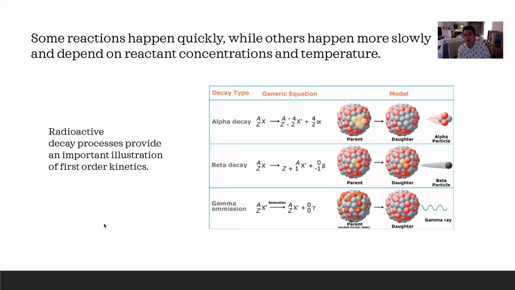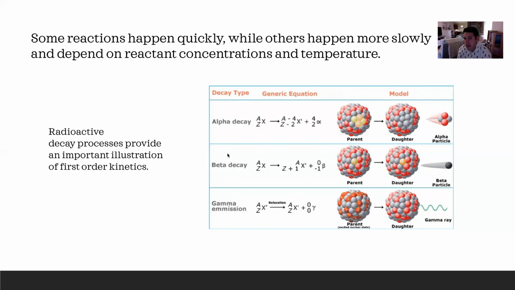So now, radioactive decay processes provide an important illustration of first order kinetics. Nuclear chemistry is not something that's really on the AP curriculum anymore. It's been taken out. Maybe they'll bring it back. I hope to, before the exam, do a pretty short video, hopefully 10 minutes or less, on nuclear decay. I don't want to get into all of it right now, but it's pretty simple.